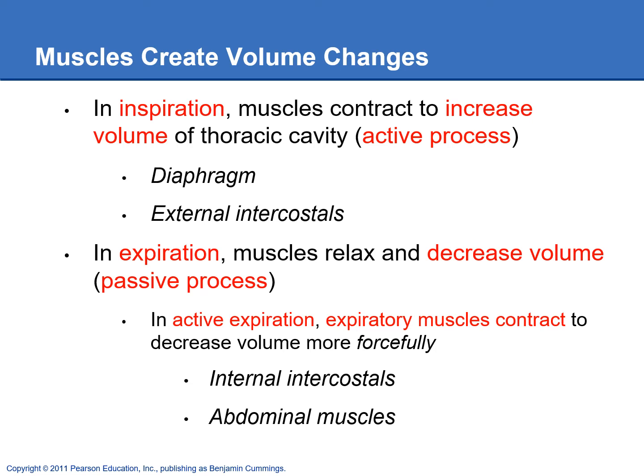You can make exhalation active, like if you're exercising, to force out more air. You can contract the internal intercostal muscles between the ribs and also the abdominal muscles to force more air out of the lungs.